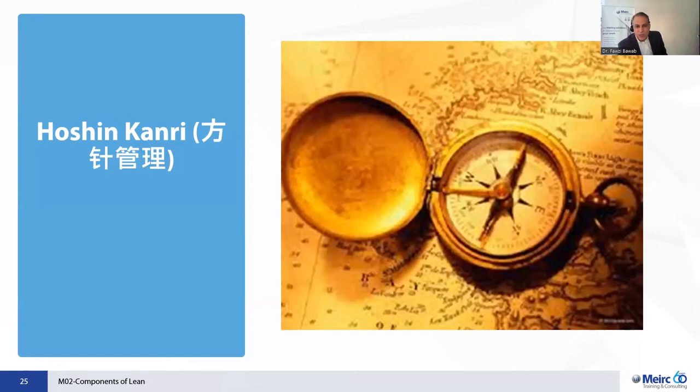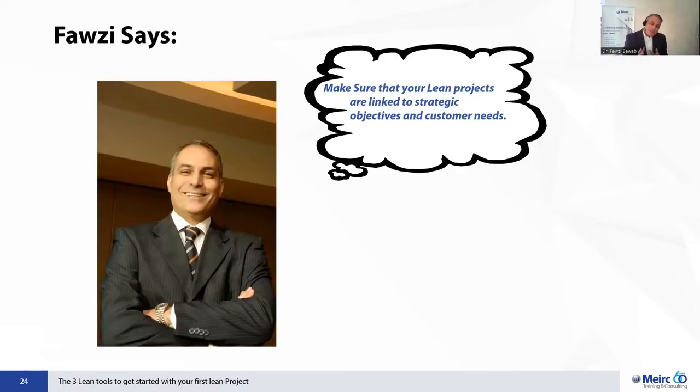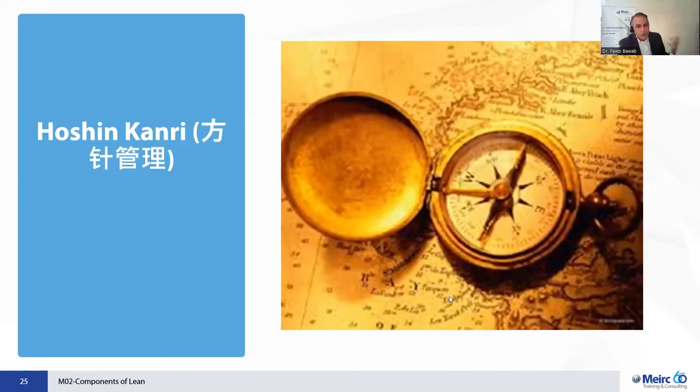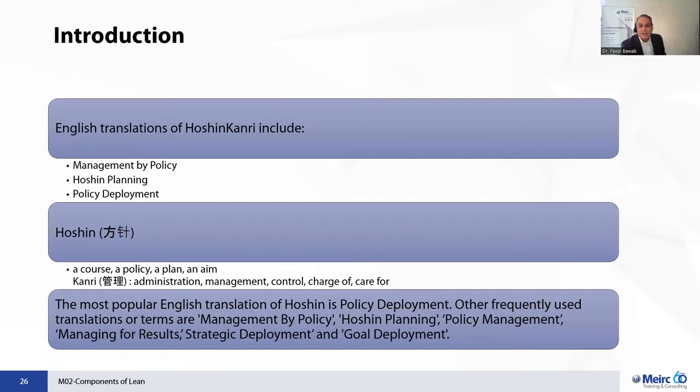A very important topic, which takes me maybe to this slide, is that your projects in Lean must be linked to your strategic objectives and customer needs. Now, how do we do that? There is a tool. It comes from the two words Hoshin Kanri, which means policy deployment or strategic direction, some people call it. It is a tool that links your strategic objectives with the lean projects that you intend to do. This is the direct translation, management by policy, a plan.